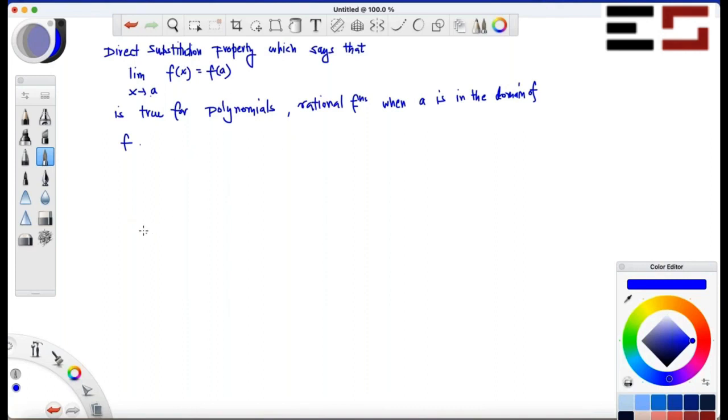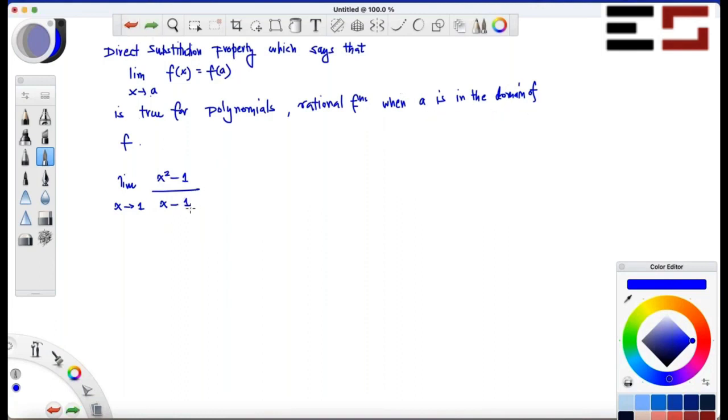Okay, so let's just see if we can find the limit. Suppose I want to find this limit. So what can I do with this? Well, since I'm interested in the limit, I don't really care about what happens at 1. I agree it's a rational function, but I cannot just substitute 1 here because 1 is not in the domain of this rational function. So this is a requirement, right? A is in the domain.